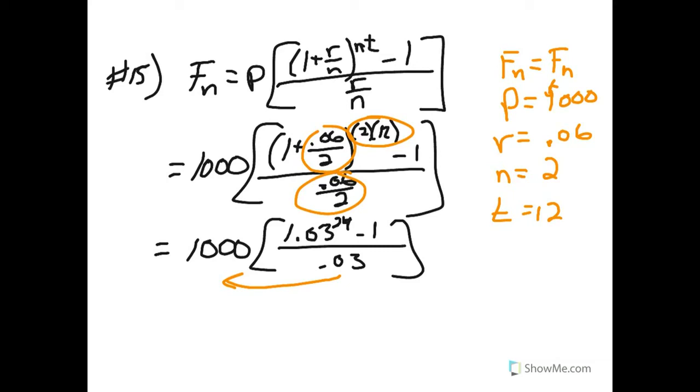Put this in my calculator, like so. And this gives me approximately $34,426.47. That is the future value of this $1,000 that you're depositing into your account, and it's paying 6% every 6 months for 12 years.